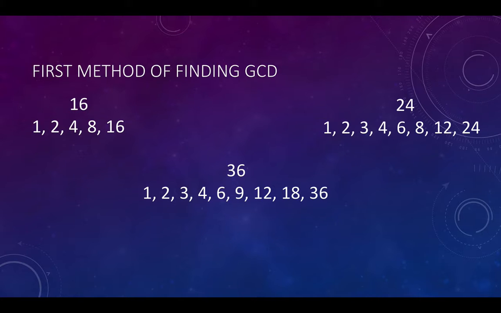So we write down all those numbers, and we do that for every single one. So 24, 1 times 24 equals 24. 2 times 12 equals 24. And we write down until we finish.